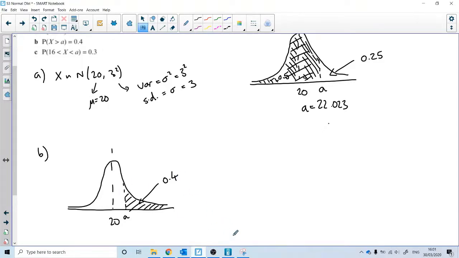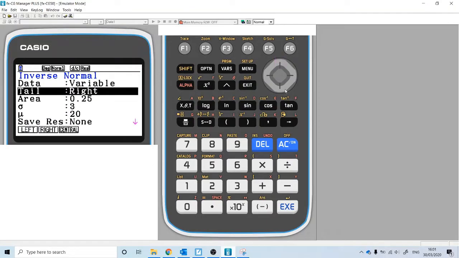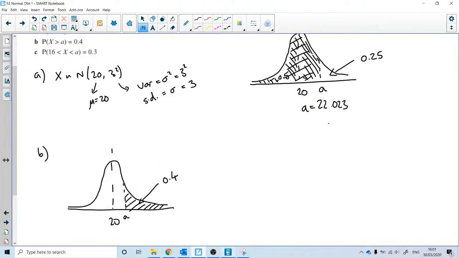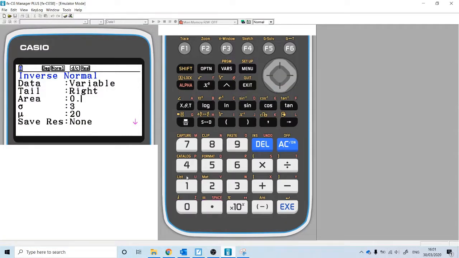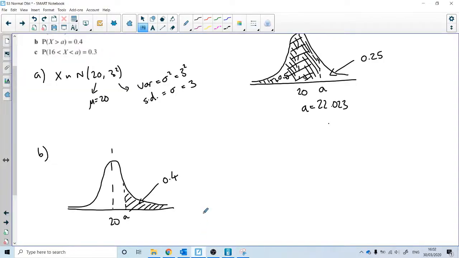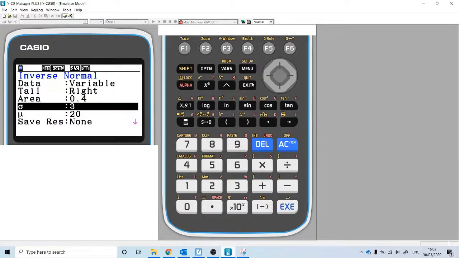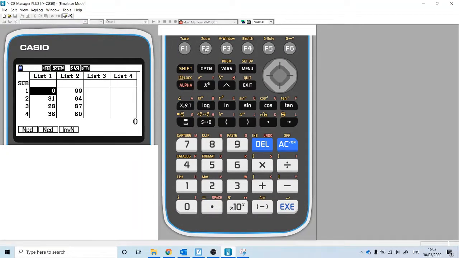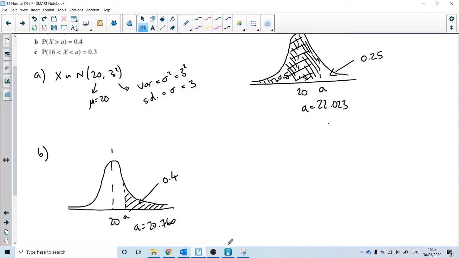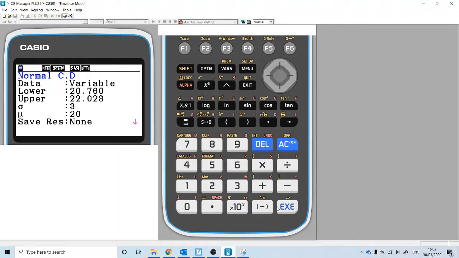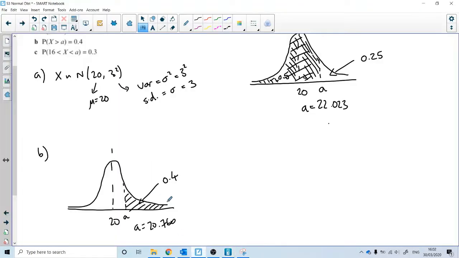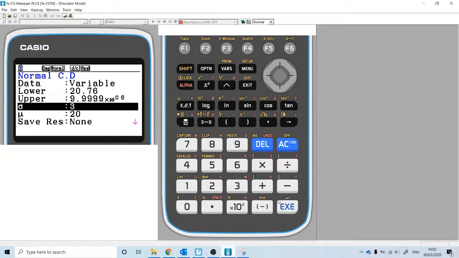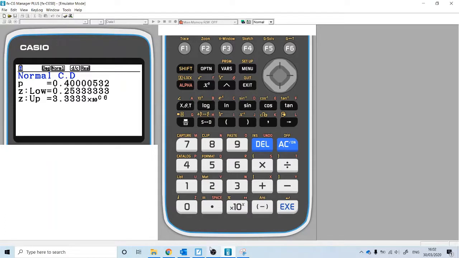So we're going to use our calculator and you're going to use tail is right because we know the area to the right of our unknown value is 0.4. So we're going to put area as 0.4. And we'll leave sigma and mu as they are because they haven't changed. And we get 20.760. And it's worth checking by using inverse cumulative to check that that makes sense. So if we put our lower as 20.760 and our upper as a really big number because we want all of this area to the right up to infinity, and just check that that does give us 0.4. Yeah, okay, so we've done that right.